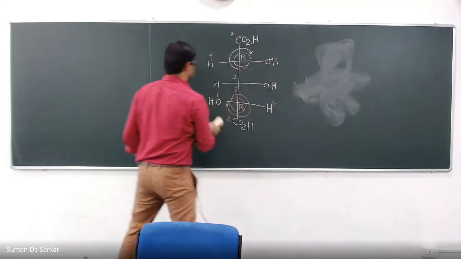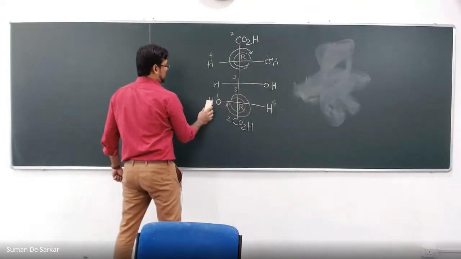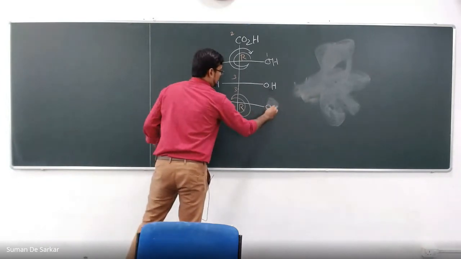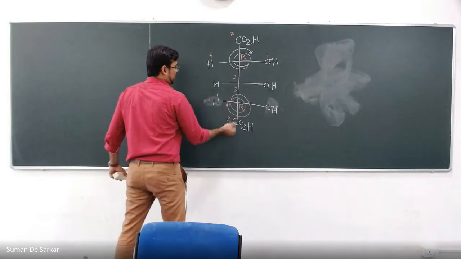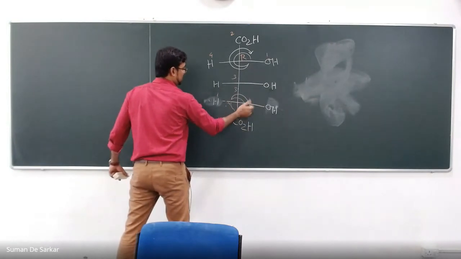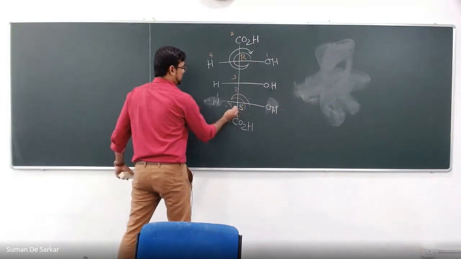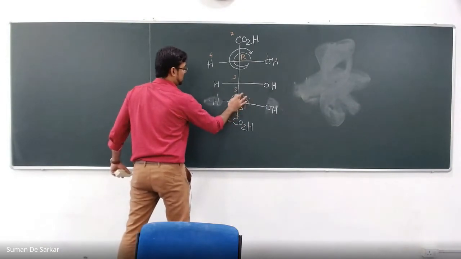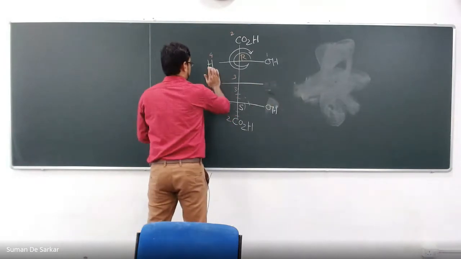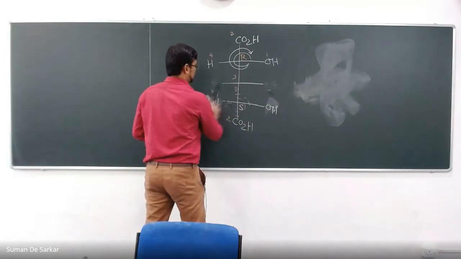Let me do it. Before that, we have to change here. You can do the same molecule. OH here, H here. Then it will become S. In this case, it will become S. Let me directly draw S. Now the situation is R and S. I think this will be like this. We can do it.